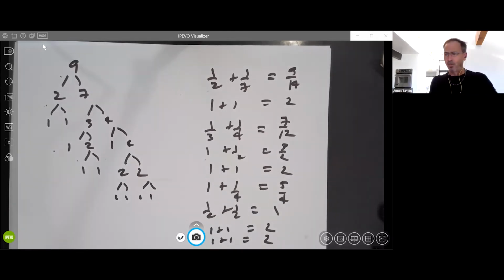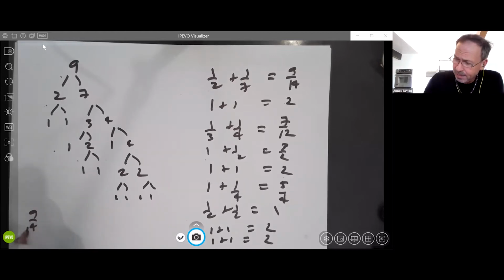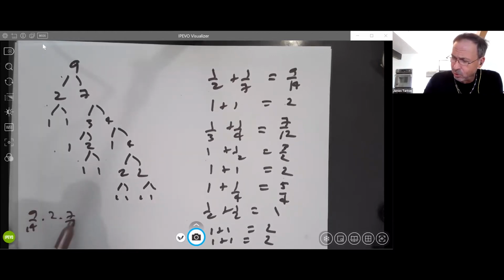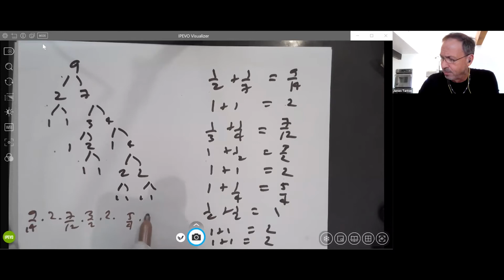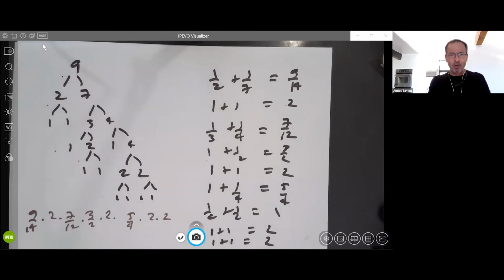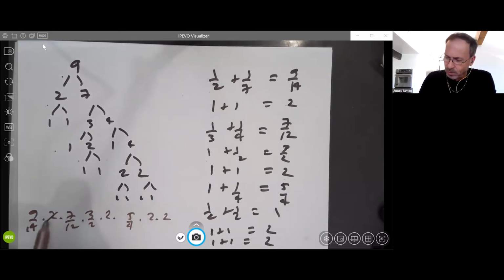And this time, let's multiply those fractions. I'll do it in a different color so we can see it. 9/14ths times 2 times 7/12ths times 3 halves times 2 times 5/4ths times 1, I won't bother writing, times 2 times 2. What is that product? Well, 2 times 7 and the 14 cancel. Let's see. A 4 and a 2 and a 2 cancel.